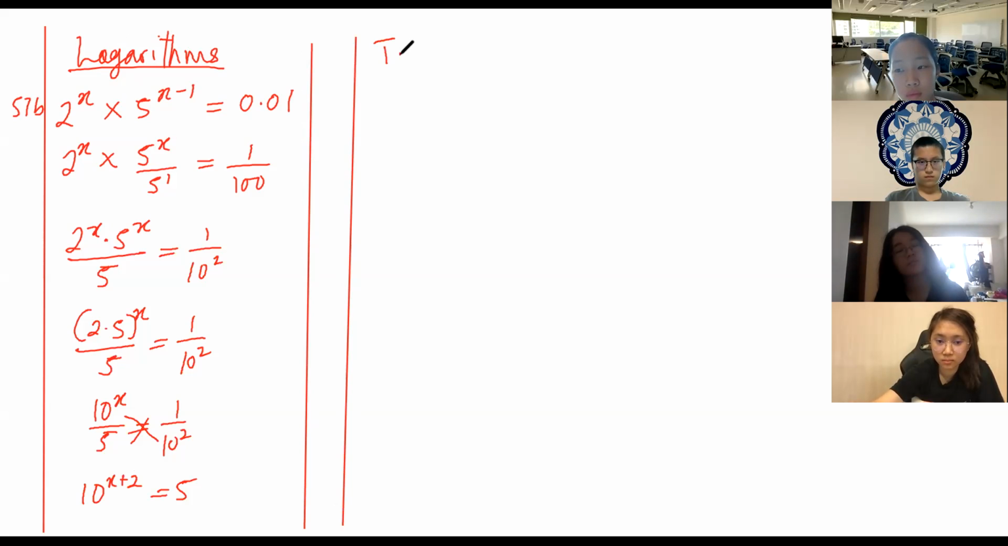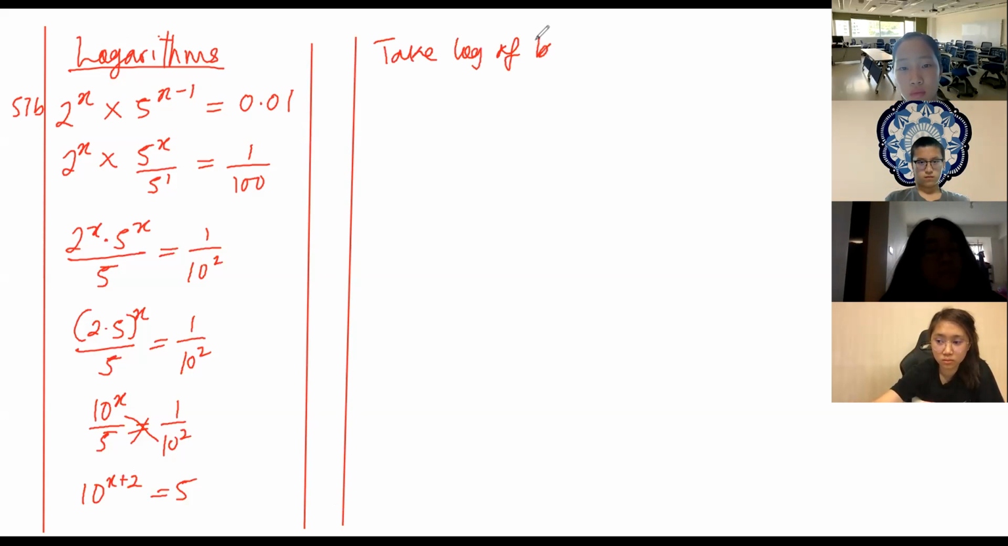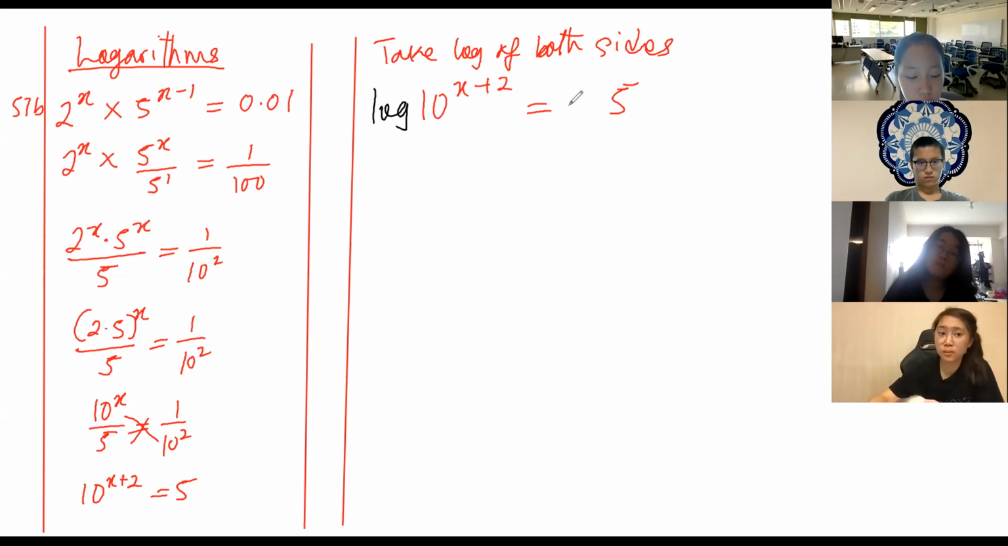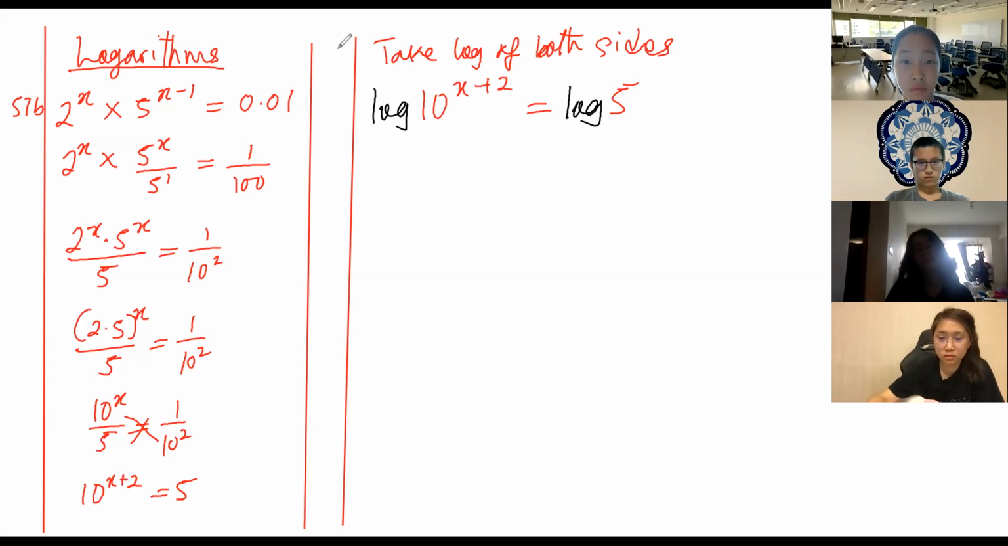So I take log of both sides. If I do not specify the base, I'm talking about base 10 by default. So which means I have 10 to the power of x plus 2, an equal sign, and 5. What I mean by take the log of both sides is log and log. That's what I mean. Can you see? You can only do this if you take one side as one value.